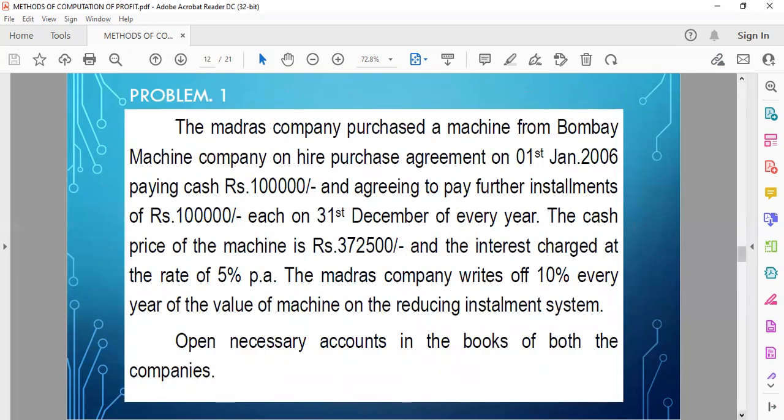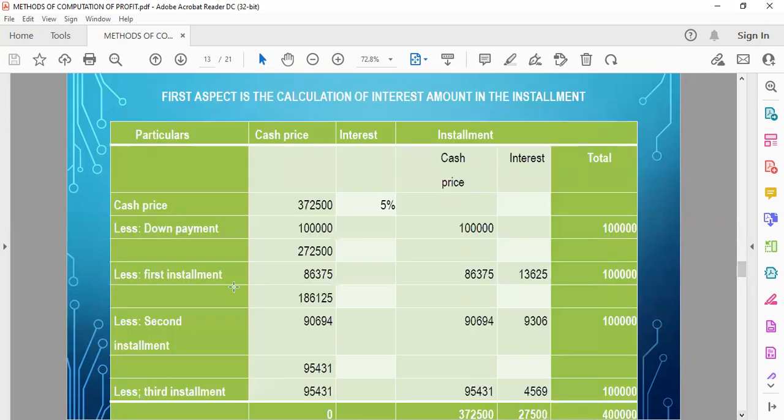3,72,500, isn't it? So here the interest rate is how much? 5% per annum. Here the Madras company writes off 10% every year. Listen carefully. Here the cash price is 3,72,500, but the rate of interest is 5%. From this we have to calculate the interest every year.